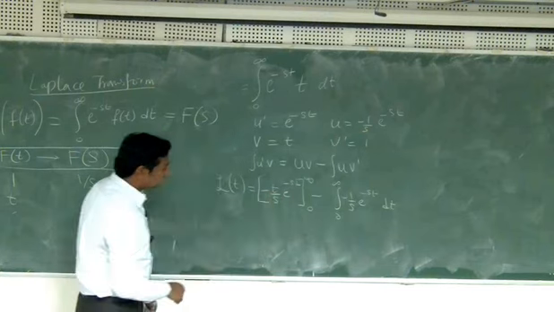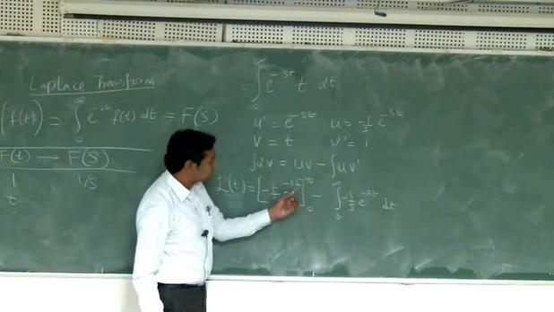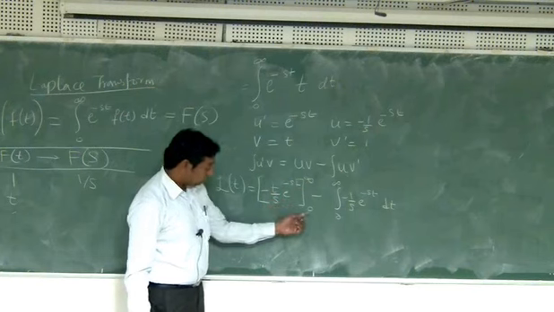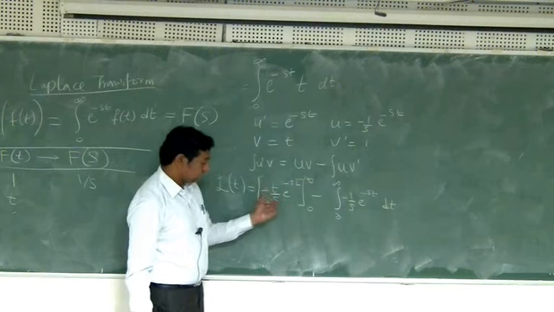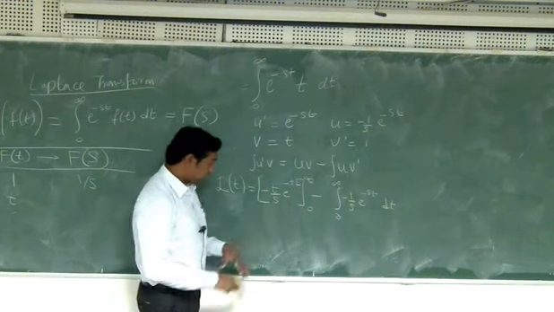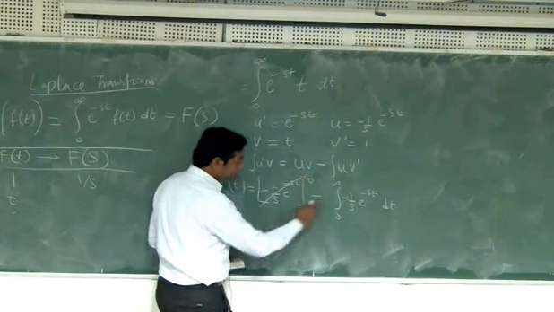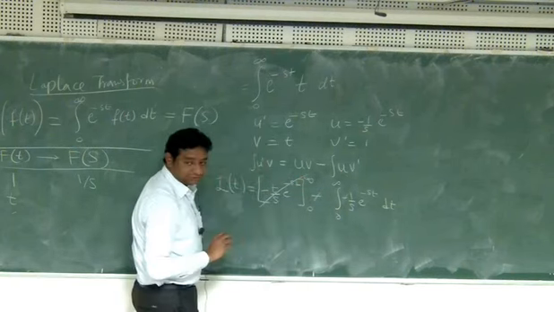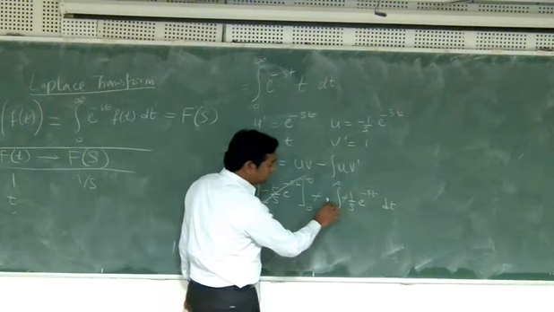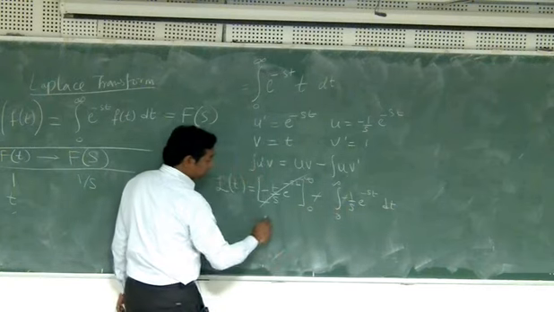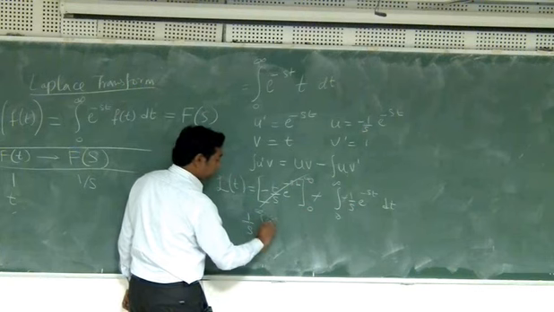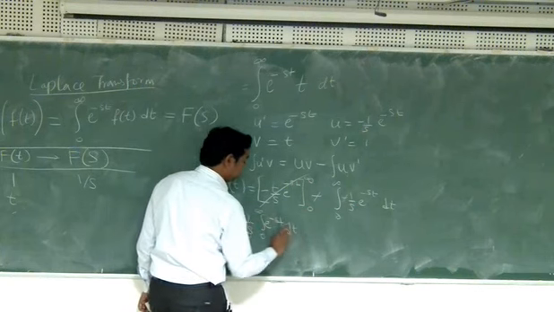So this one, if you notice, if I substitute infinity, it becomes e to the power of minus infinity, so this is 0. And then if I substitute 0, then because t is there, this also is 0. So this whole term is equal to 0. We are only left with this. I can cancel the minus. I can bring 1 by s outside. So I'll have 1 by s times the integral from 0 to infinity of e to the power of minus st dt.